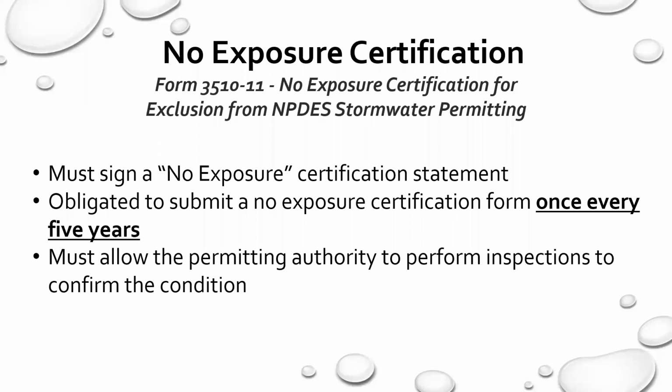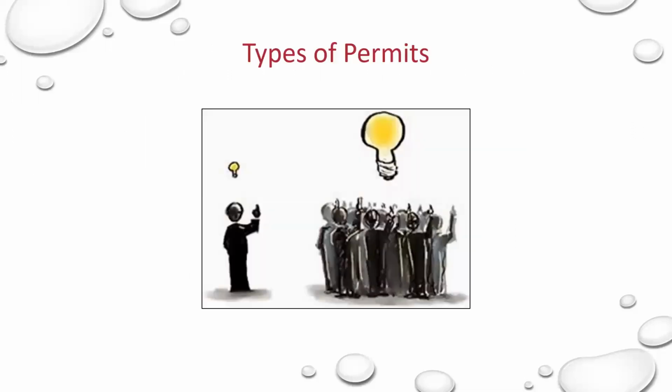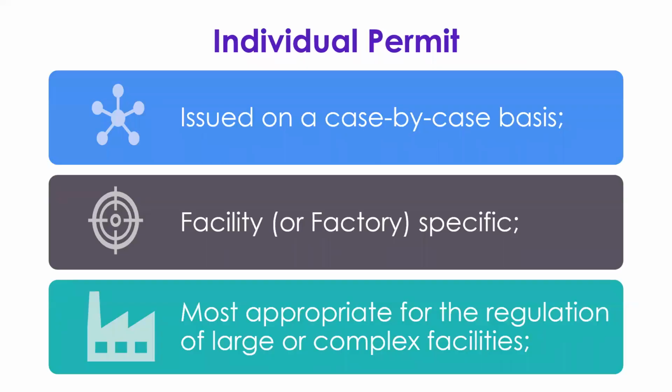And also for industrial, there are 2 major types of permits. We've got individual and general. An individual permit, these are issued case by case. It's going to be specific to your facility or factory based on the processes that you have there. This is appropriate if you've got a facility that's very large and complex with a bunch of different processes that aren't really covered under one SIC code.